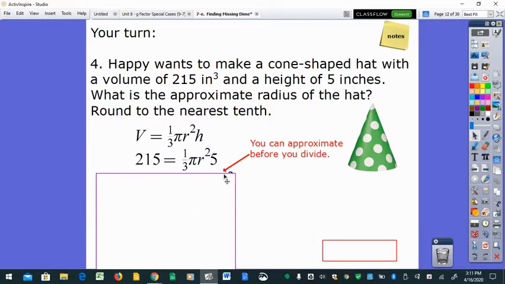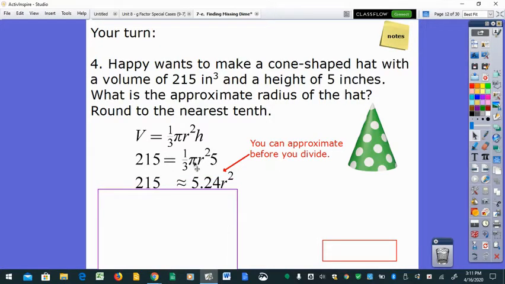We're going to kind of clean up the math here. So we're going to take the 5 divided by 3, multiply it by pi. This time I'm going to show you that you can approximate. You don't have to leave the pi in there. So if you take 5 divided by 3, multiply it by pi, it's about 5.24. We want to solve for the radius. This is a one-step equation, so the opposite of multiplying would be to divide, just like we did last time.